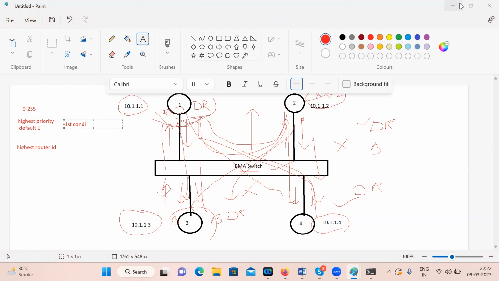But suppose you make a router's priority 0, then what will happen? Anyone? That router will never participate in the election of a DR and BDR. If you don't want your router to become a DR or BDR, make its priority 0. That router will never participate in the making of DR and BDR. Is there any advantage? No, not any special advantage.